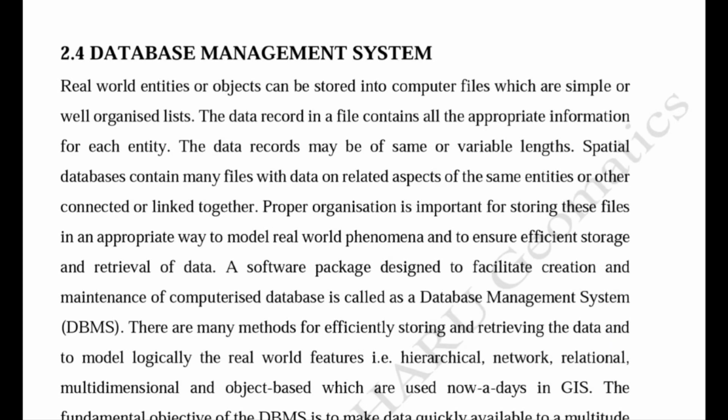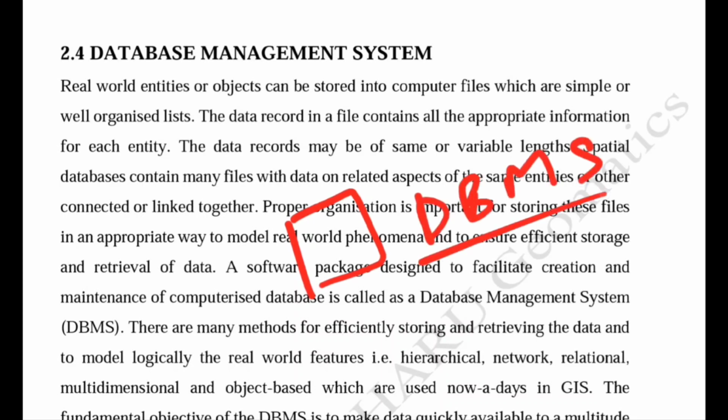Real world entities or objects can be stored in the computer world as simple or well organized lists. So the data record in a file contains all appropriate information for each entity. Means if we store the data in the DBMS, then what is the advantage? First, it can store a huge quantity of spatial data in a proper manner. And after storing that data, if we have to retrieve it for analysis purposes, then it makes us efficient at storing and retrieving the data to model logically the real world features.